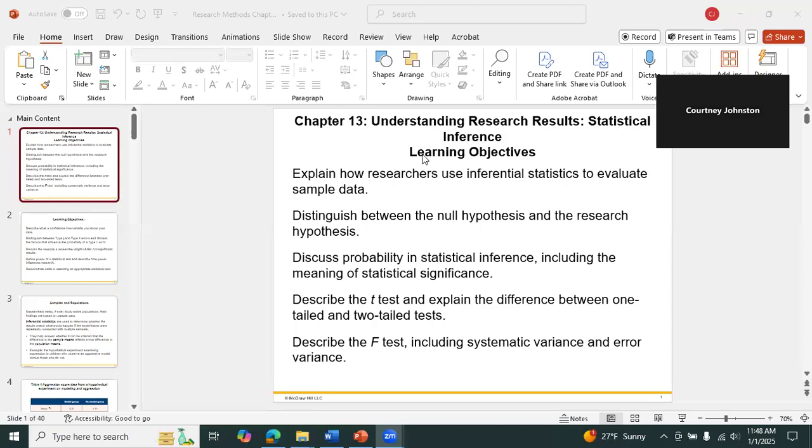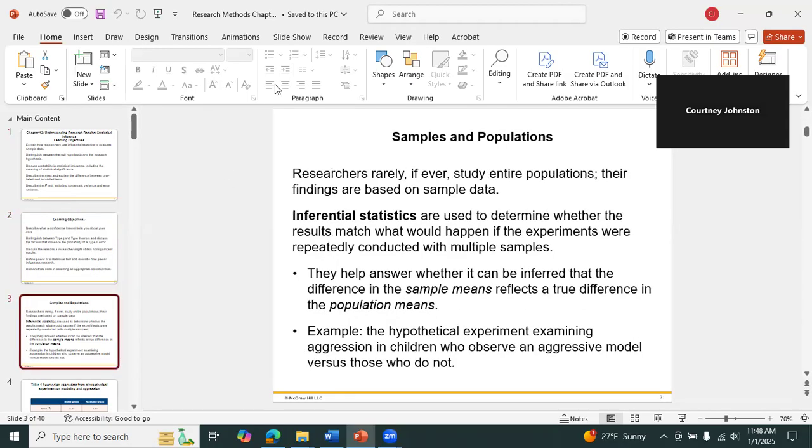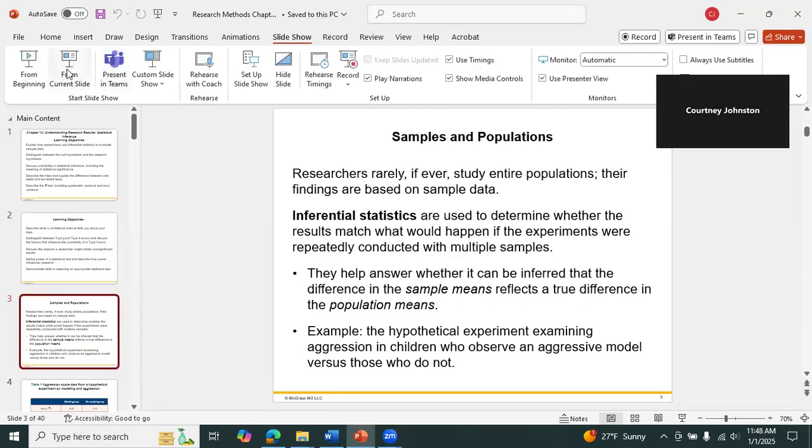Okay, so we'll talk about how we understand research results regarding statistical inference. So this is inferential statistics. All right, so samples and populations.